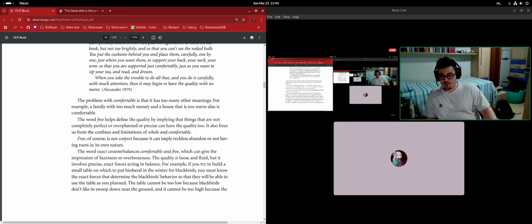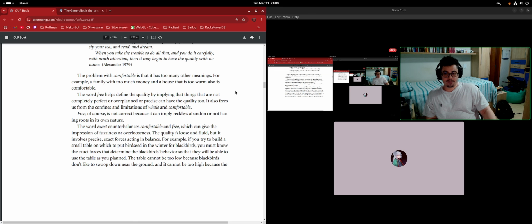So free, of course, is not correct because it can imply reckless abandon or not having roots in its own nature. The word exact counterbalances comfortable and free, which can give you the impression of fuzziness and over-looseness. The quality is loose and fluid, but it involves precise, exact forces acting in balance.